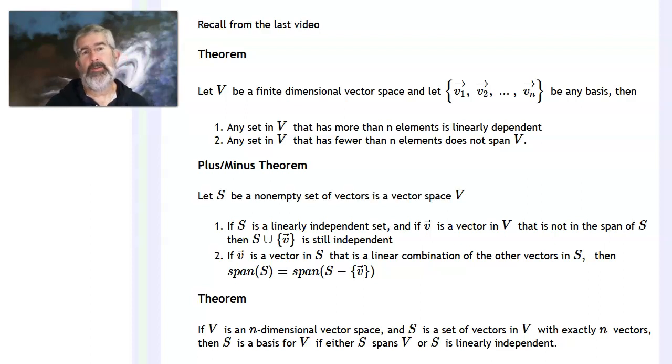For instance, if you're in R2 and you've got a set of three vectors, are they linearly dependent or independent? I mean, I don't even have to set up the equation k1v1 plus k2v2 plus k3v3 equals 0 and see if I can find some solutions. I know R2 is two-dimensional and I got a set of three vectors. I've got more vectors than the dimension, so that set must be dependent. Likewise, if I'm trying to span R4 and I've got three vectors that I'm trying to use, it's not going to work. Because in R4, a four-dimensional vector space, any set with fewer than four vectors doesn't span the whole space.